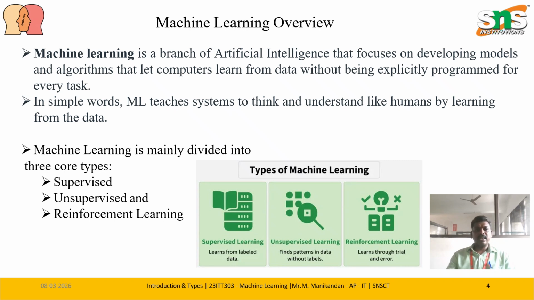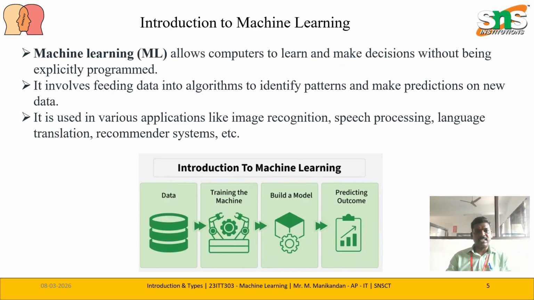So machine learning is mainly divided into three core types. One is supervised and another one is unsupervised model learning. So machine learning allows computers to learn and make decisions without being explicitly programmed.